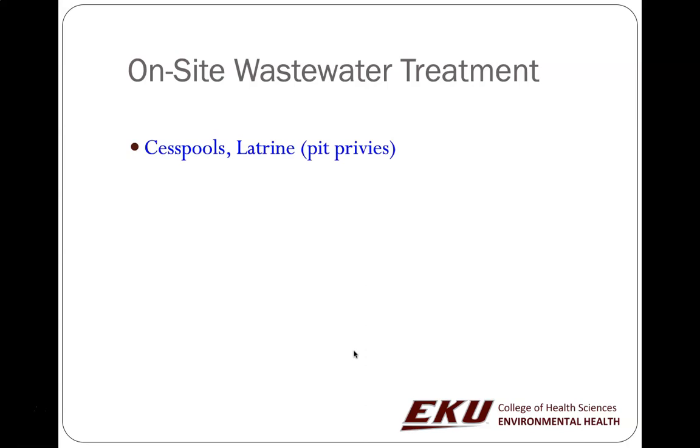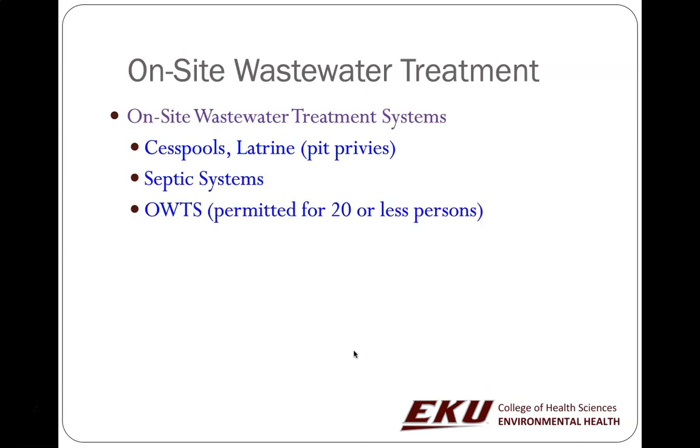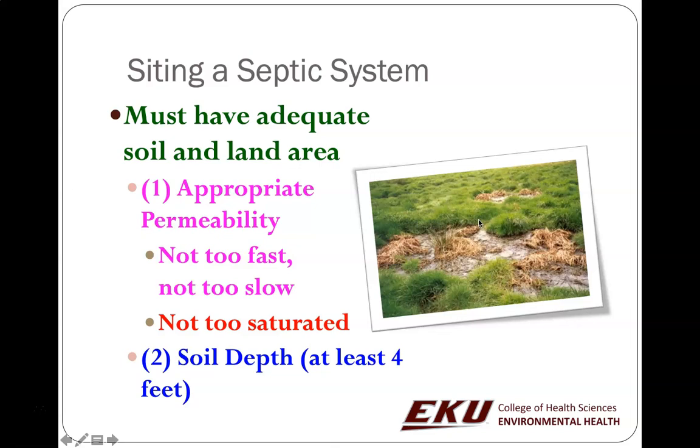On-site waste treatment options include cesspools, and I wouldn't call a latrine a treatment option, but a way of storing the waste until it can be treated. Then there are septic systems and other systems that are out there. These systems are designed for when you have 20 or fewer people on one system.